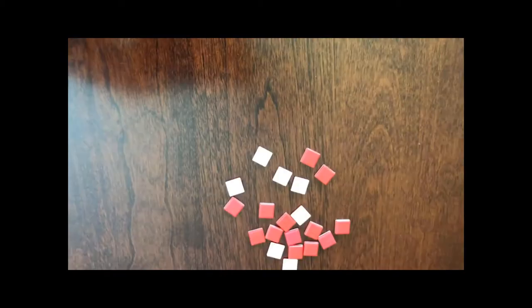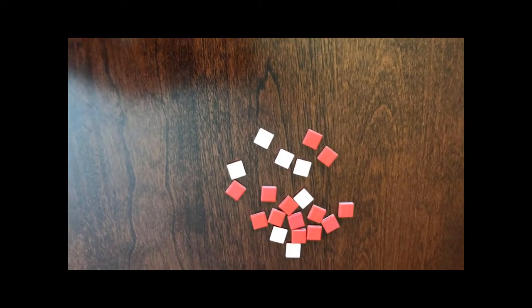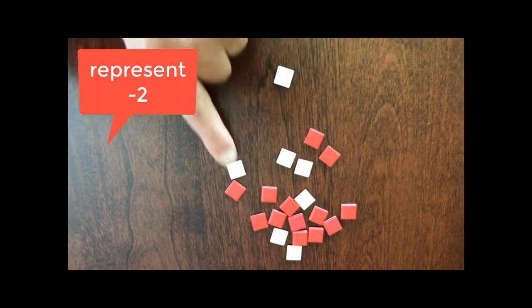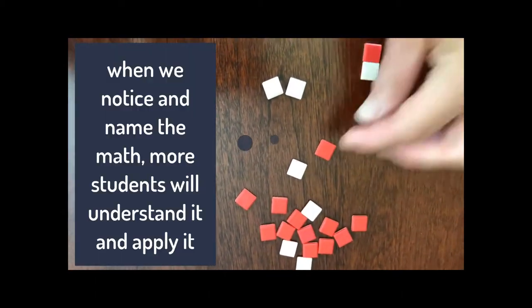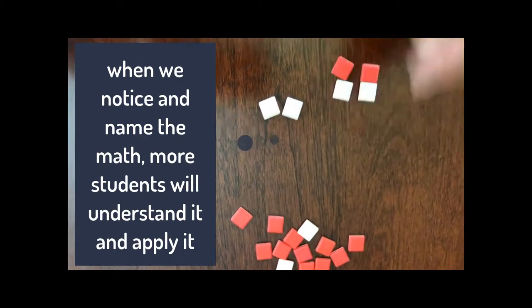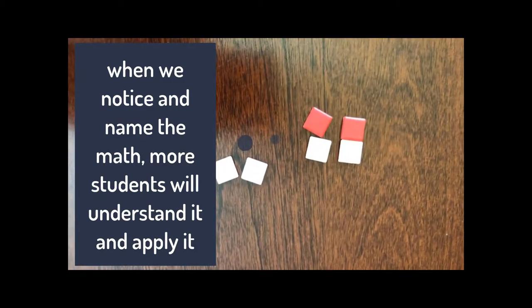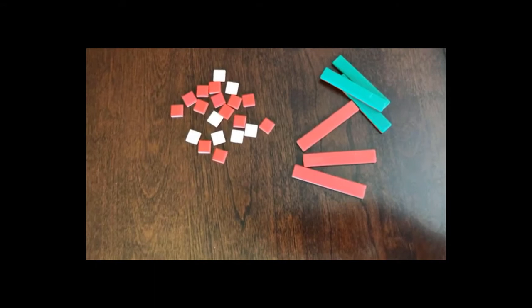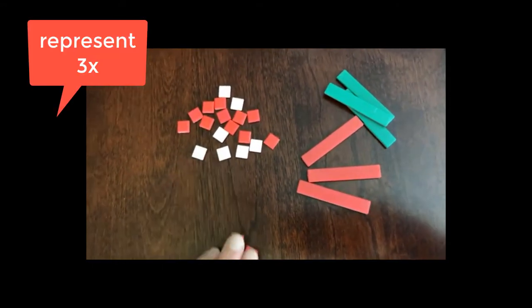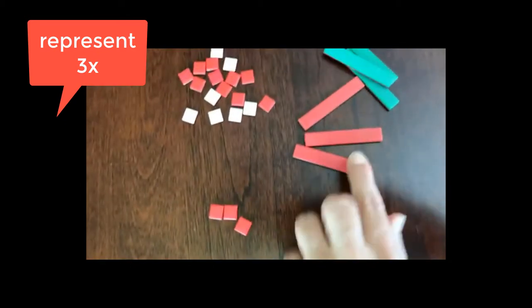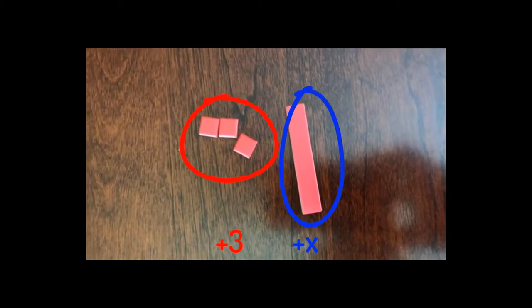Similarly, when we ask students to represent negative 2, they'll take negative 1, negative 2, and they might add some 0 pairs and let us know it doesn't matter how many 0 pairs we add, that is still representing negative 2. When we ask students to represent 3x, a common misconception we see is students showing us 3 and an x. However, this is 3 plus x.